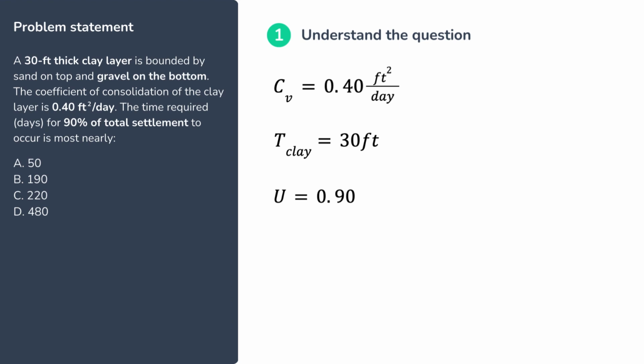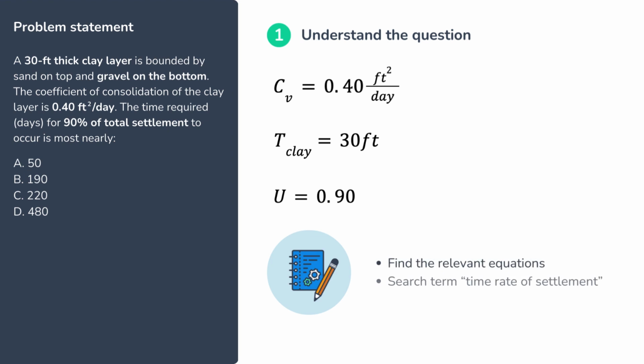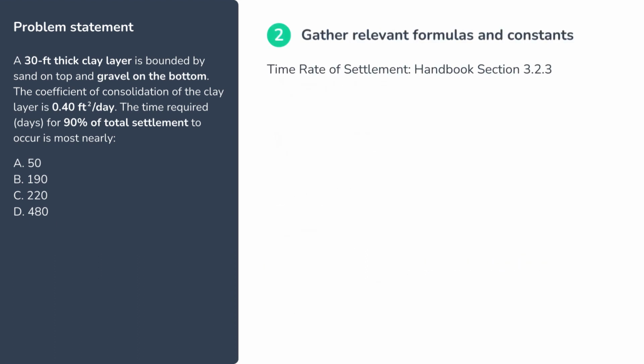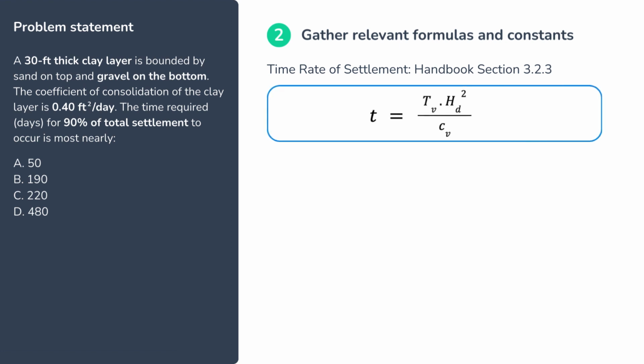Next, you'll need to navigate the NCEES handbook to find the relevant equations. Searching for the term time rate of settlement will direct you to section 3.2.3 of the NCEES. Here, you'll find the equations needed to solve for the time of settlement. Here is the equation as given by the NCEES. The problem statement provides the coefficient of consolidation, C sub V.